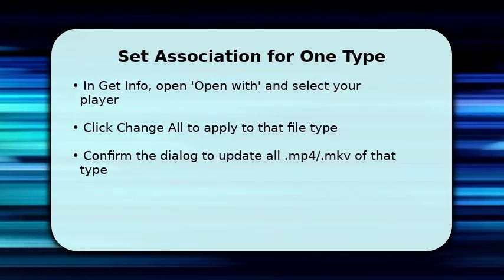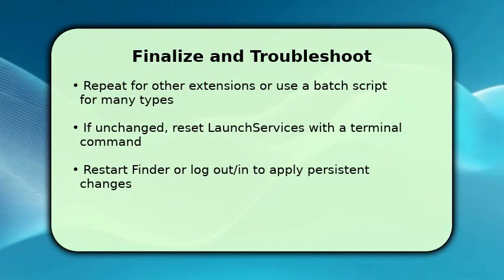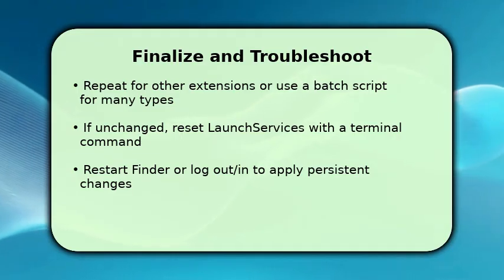If you handle multiple extensions, repeat for MP4, MKV, MOV. Each extension has its own mapping. Finish by repeating association for other extensions you use, or automate with a small terminal script to set multiple types.